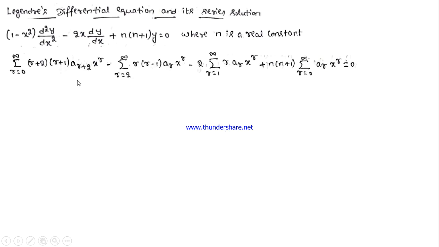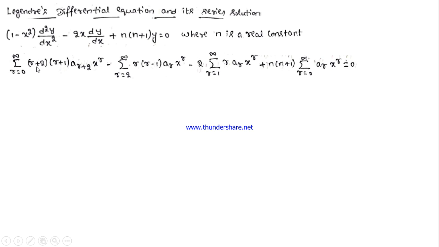Now I was talking about taking x power r common from all these summations, but I can't do that directly. What is the reason? Here the summation starts from 0, here it starts with 2, here it starts with 1, and here with 0. If all the summations begin with the same limit, I can take x power r common. For that, I will make the lower limit 2 in all the cases. I will take the first 2 terms out of it, the first 1 term out of it, and here the first 2 terms out of this.